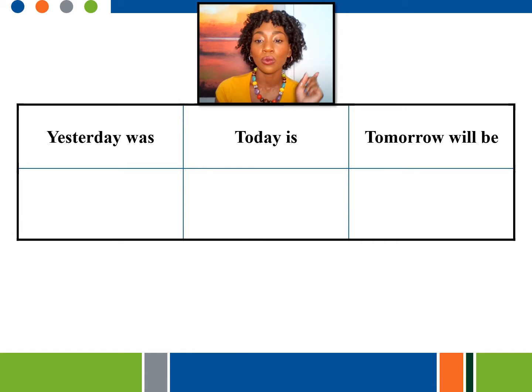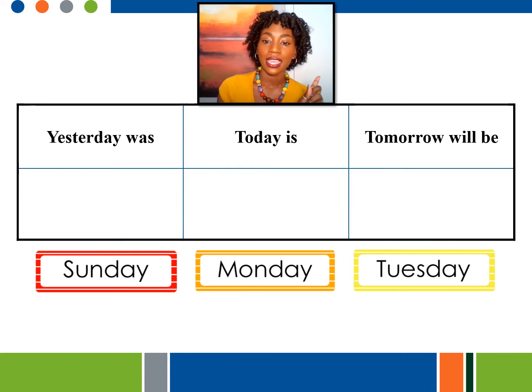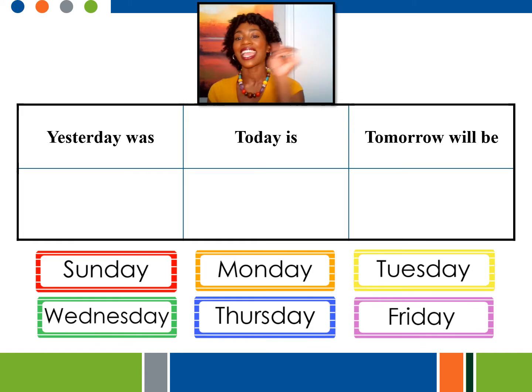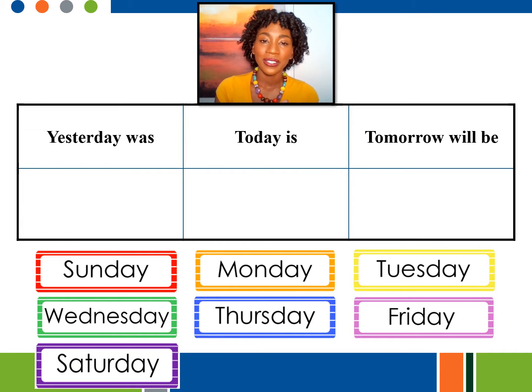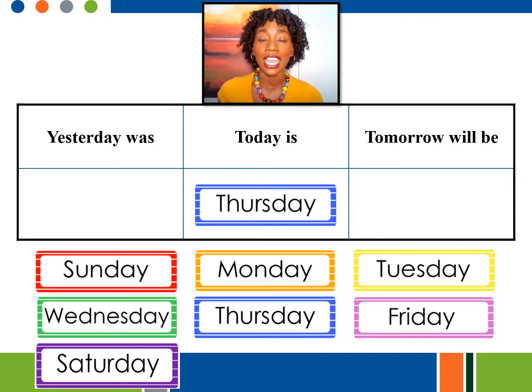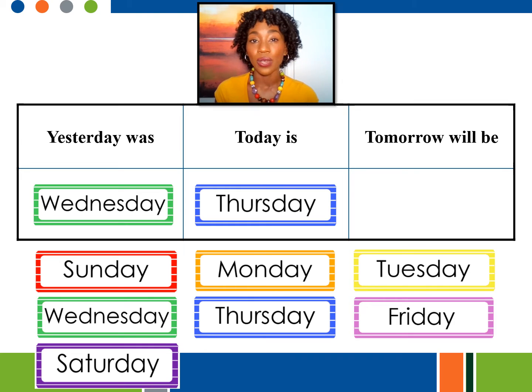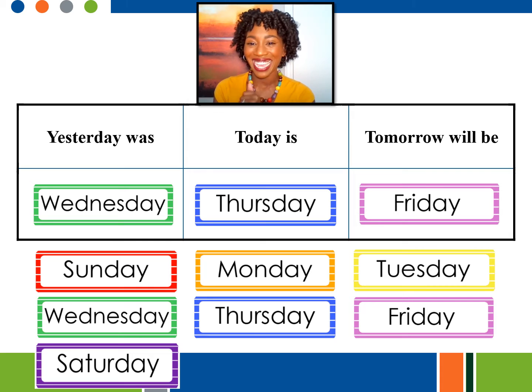And we always start with Sunday, Monday, Tuesday, Wednesday, Thursday, Friday, and Saturday. So, my first graders, we know from our calendar today is Thursday. Read with me. Yesterday was Wednesday. Okay, read with me one more time. Tomorrow will be, if today is Thursday, tomorrow will be Friday. All right, let's keep going.